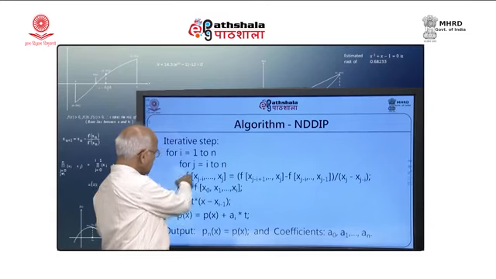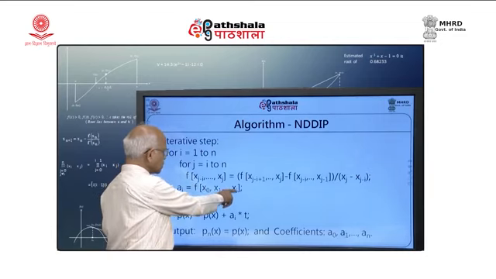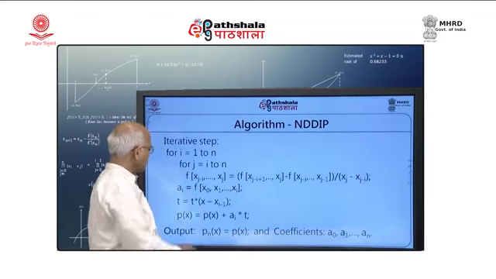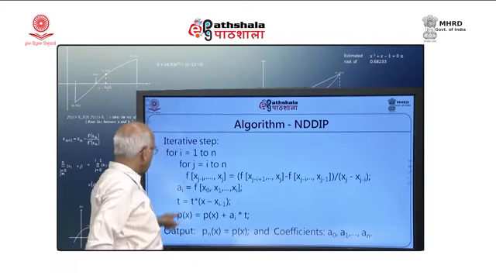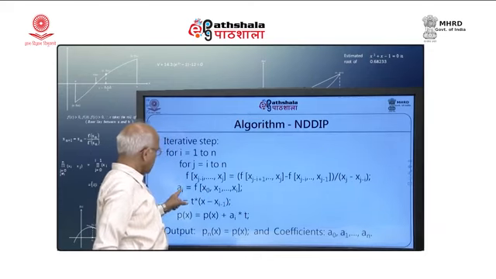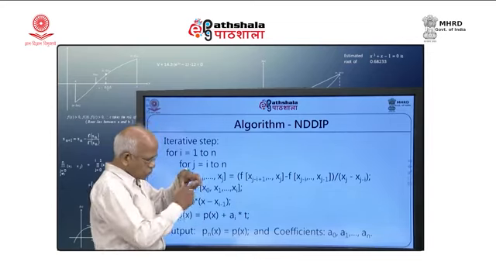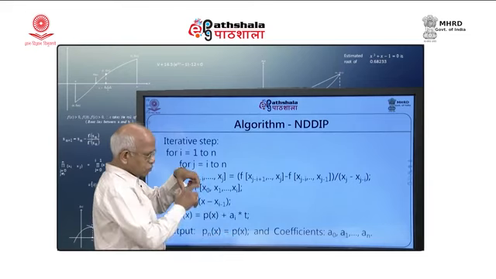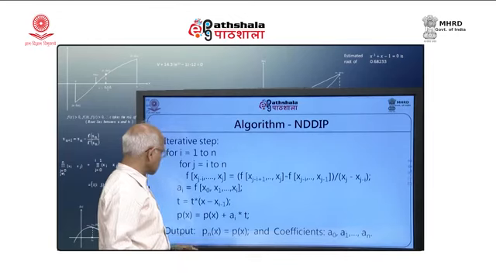Then the corresponding a i will be represented by the divided difference f of x 0, x 1, x 2, up to x i. So, I will be getting a i as this. So, i equal to 1 will give me a 1, and that will be f of x 0, x 1. i equal to 2 will give me a 2, f of x 0, x 1, x 2. So, I am first calculating all the divided differences column by column. Once the column is over, I am taking the coefficients a 1, a 2 and all those things.